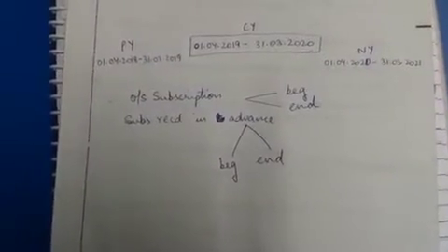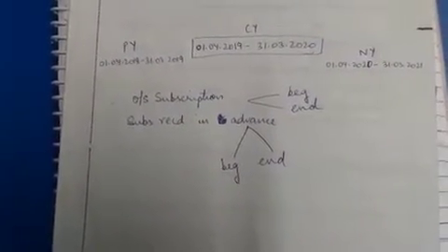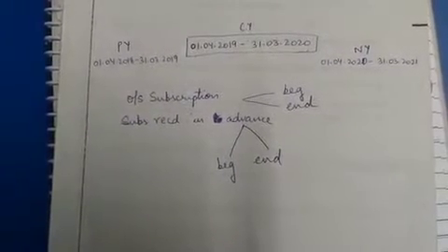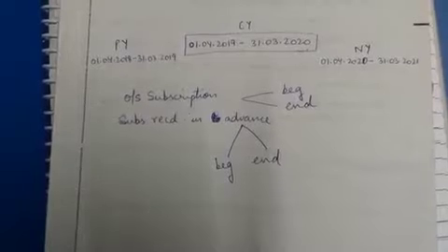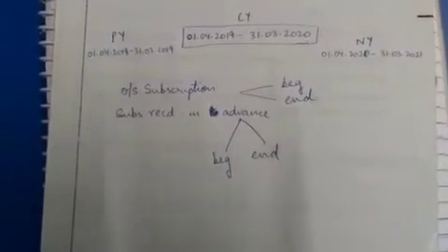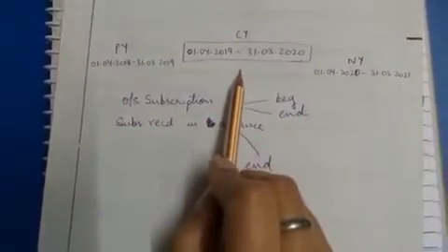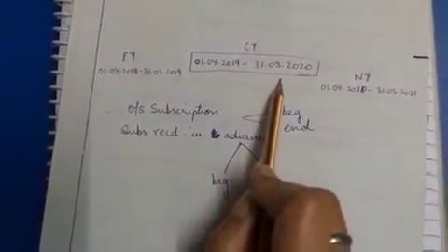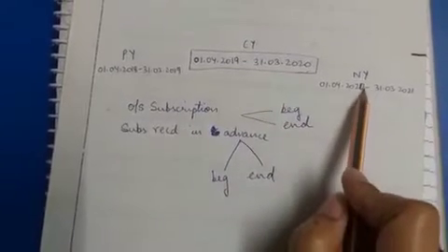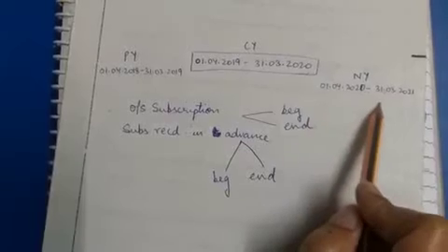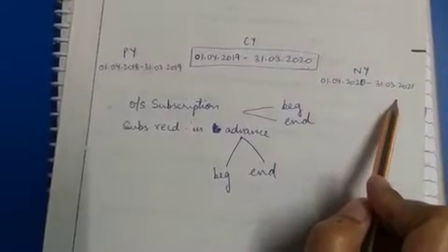Now, to understand it better, we will divide the period into three parts: previous year, current year, and the next year. Previous year is from 1st April 2018 to 31st March 2019. The current year is from 1st April 2019 to 31st March 2020. The next year belongs to 1st April 2020 to 31st March 2021.